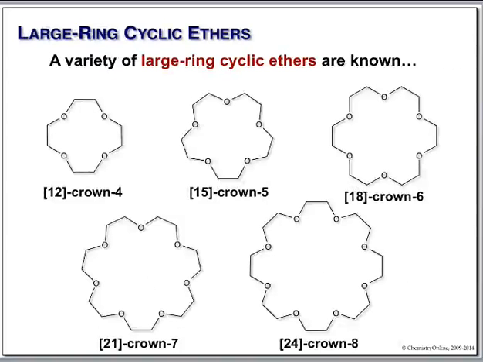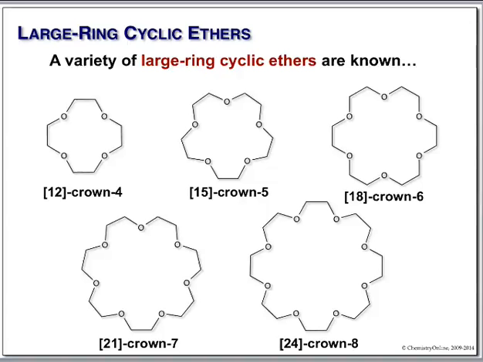When you are naming a crown ether, the first number here, in brackets, is the total number of atoms in the ring. So this is 12. Crown means it's this basic structure, and 4 is the number of oxygens. So 12 crown 4, 15 crown 5, 18 crown 6, 21 crown 7, 24 crown 8. All right, we're not going to do crown nomenclature, but this is what it's called. This is how you do it.